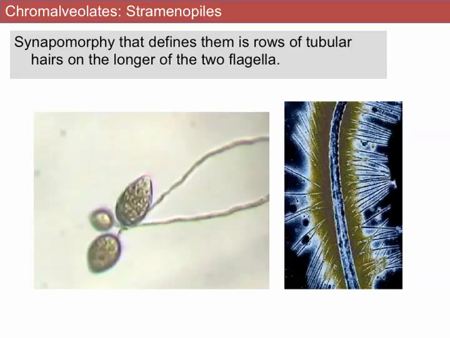So here's an example of one of the Stramenopile lineages, the brown algae, which includes kelp. All of the representatives of this group that are known are multicellular, and some of them, again, like kelp, grow to be hundreds of feet in length. So this is important to realize.